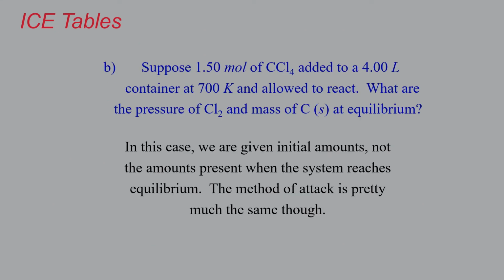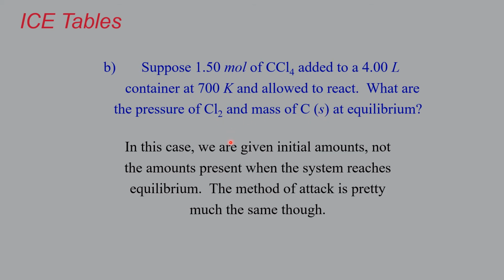And now that we've got the Kp for the system, we can attack the second part of the problem, which is a different setup. Here we're saying that we have 1.5 moles of carbon tet in a smaller 4-liter container now. It's still at 700 Kelvin. What's going to be the pressure of Cl2 at equilibrium, and, just for yucks, the carbon mass?